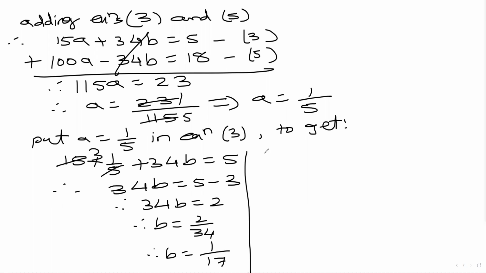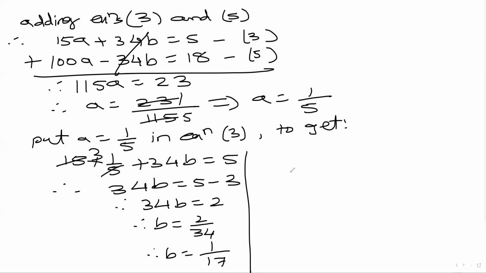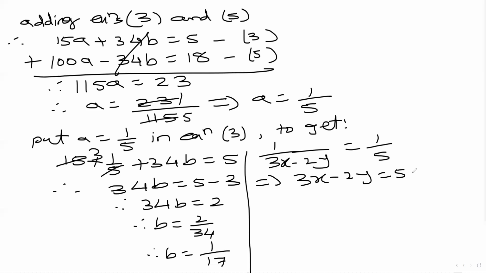Now, in fact, what was a? We have to solve it again. Okay, we have to do the simultaneous linear equation again. What was a? a was 1 upon 3x minus 2y. So 1 upon 3x minus 2y is 1 upon 5. If you cross multiply, you get 3x minus 2y is equal to 5. Okay, call this equation 6.